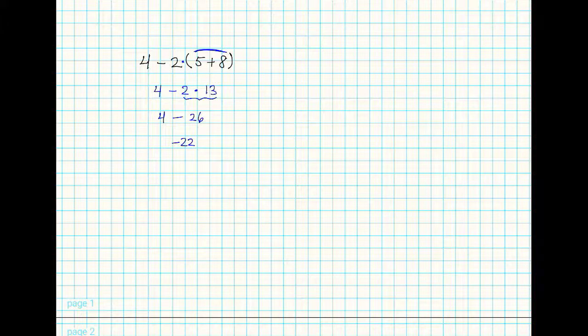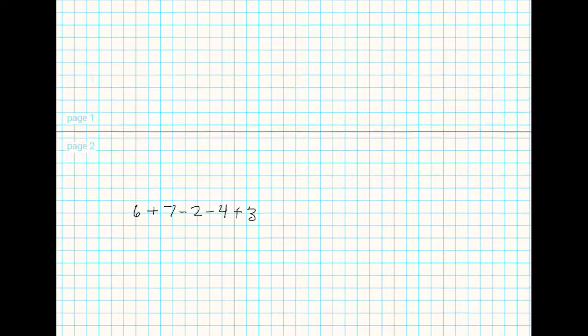Okay, I know it is very tempting to do the 4 minus 2 first and get basically 2 times 13, which would be 26, but that is not what we're going to do here because the multiplication takes precedence over the subtraction. Okay, let's do another one.